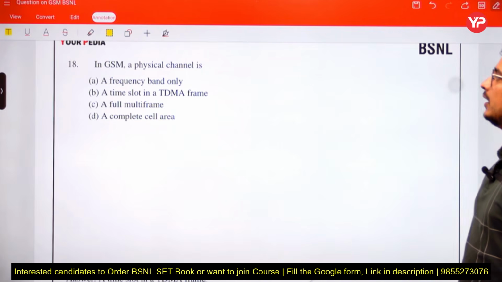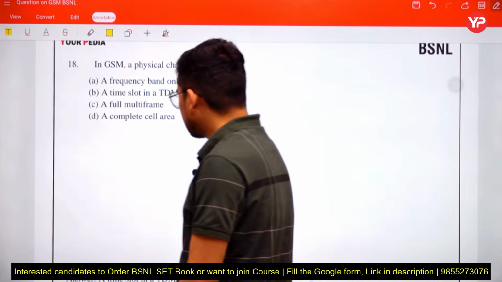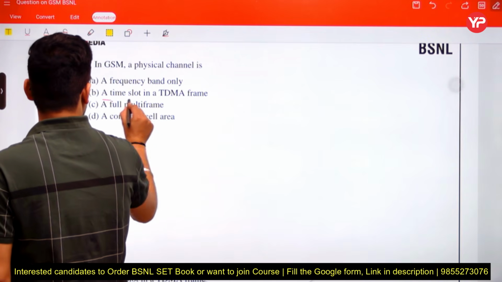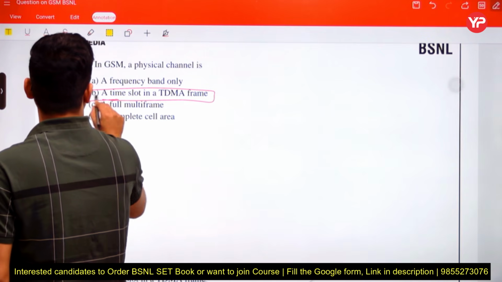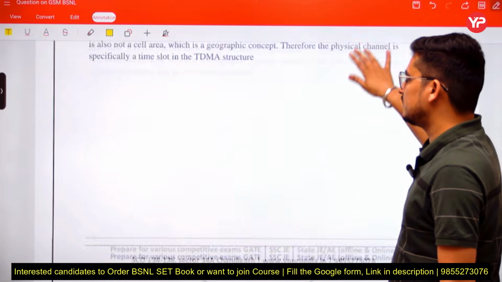Next is, in GSM, what is a physical channel? If we are talking about the physical channel, it means the one through which we can communicate. So the physical channel is a time slot in a TDMA frame. That is known as the physical channel inside your GSM systems.